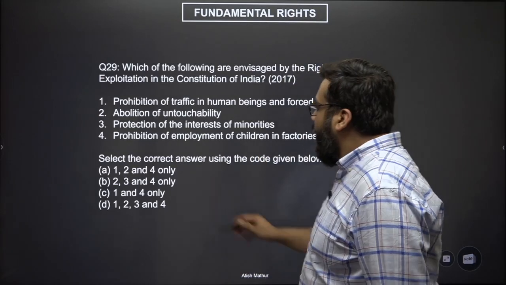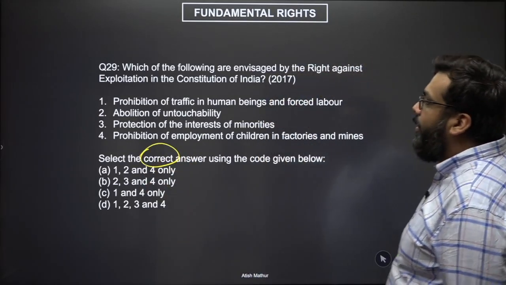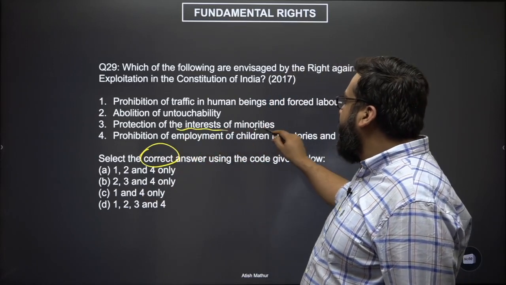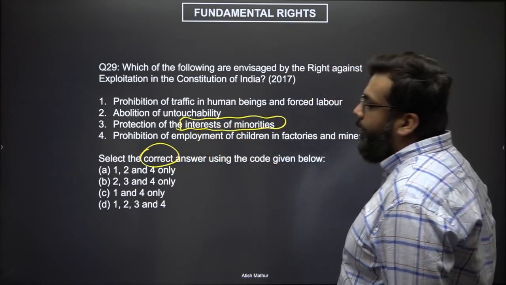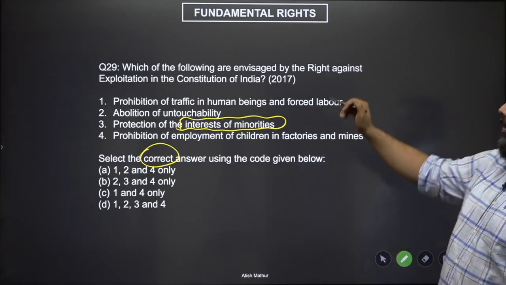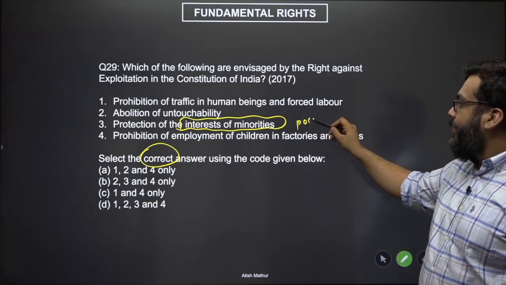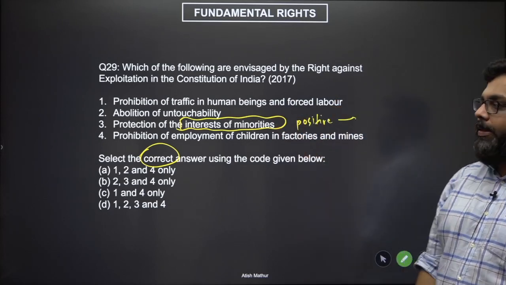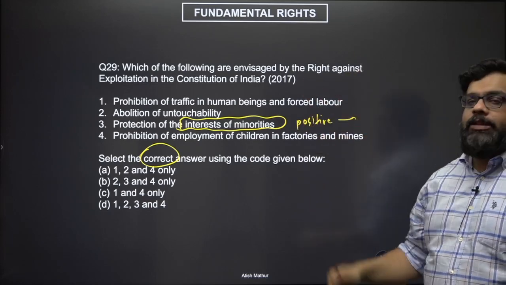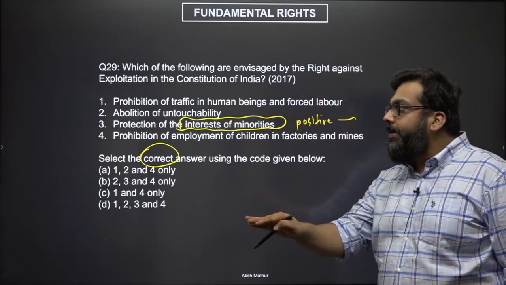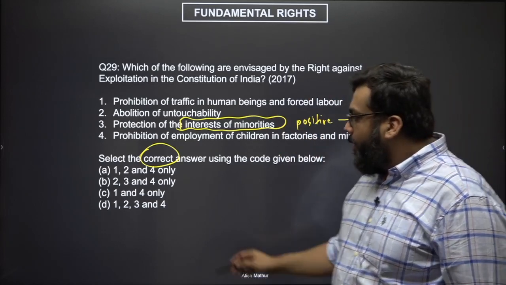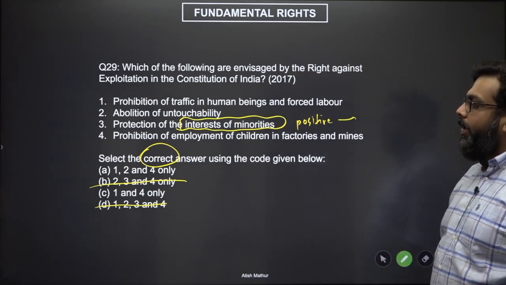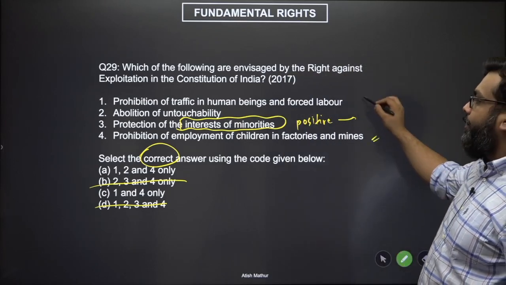Now let us see. We've got very easy, protection of the interests of minorities. You have to apply the devil's advocate. This is positive in nature, that we have to give them more support to further enhance what makes them a minority. Exploitation is fundamentally negative, that we have to prevent anything negative happening. So any option which has 3 is out. Now we are left with 1, 2 and 4 and 1 and 4, which means 1 and 4 is definitely correct.